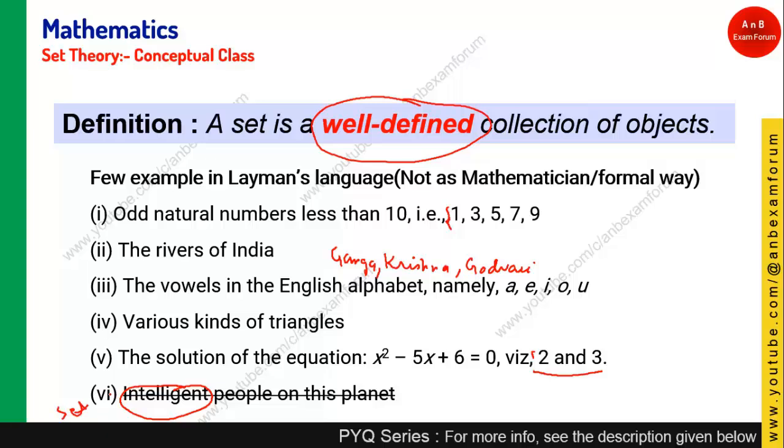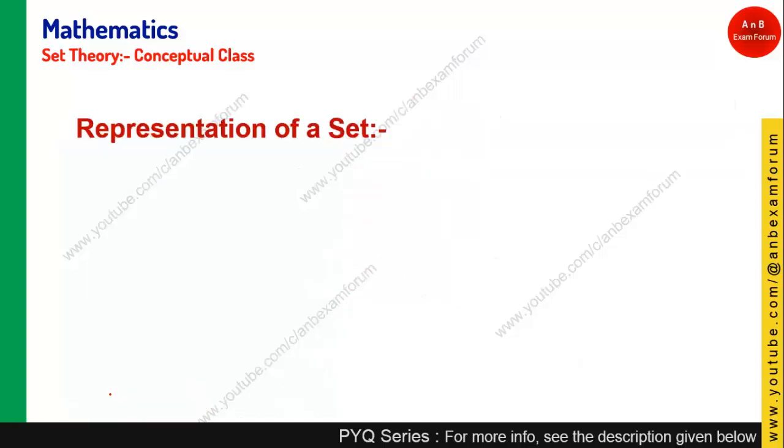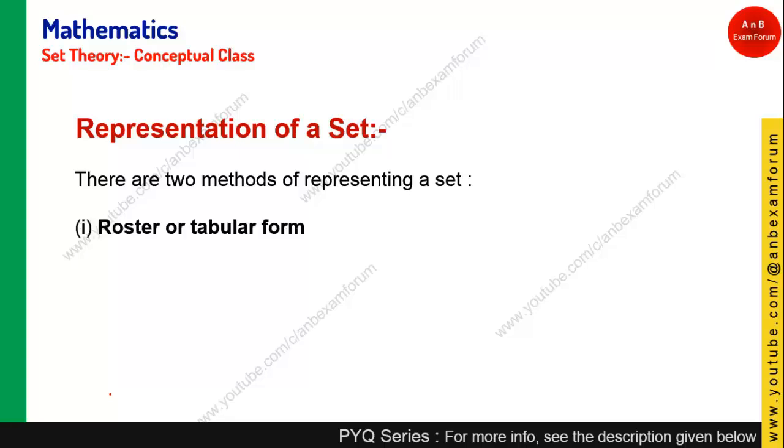I know all of you know. Coming to the next, the representation of a set. How can you represent a set? That is very important in set theory. Basically, there are two methods in which you present a set. The first one is the roster form or tabular form, and the second one is the set builder form. In the upcoming slides we are going to see both these representations.